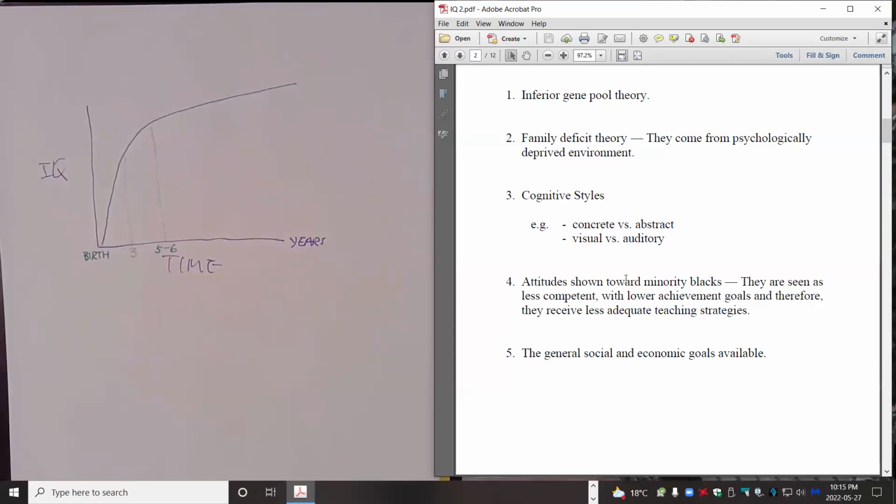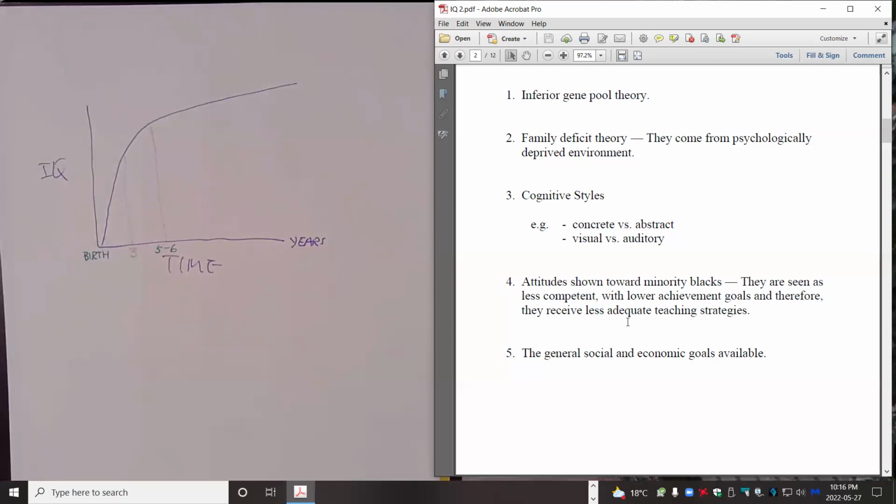Okay. All right. Number 4, attitudes shown toward minority Blacks. They are seen as less competent with lower achievement goals, and therefore they receive less adequate teaching strategies. Right? This is true. A lot of school teachers and counselors displayed negative attitudes towards Blacks. Okay, they always do that, consistently. They have been doing this. So what they are telling the Black students is, well, we have very low expectations about your academic performance.